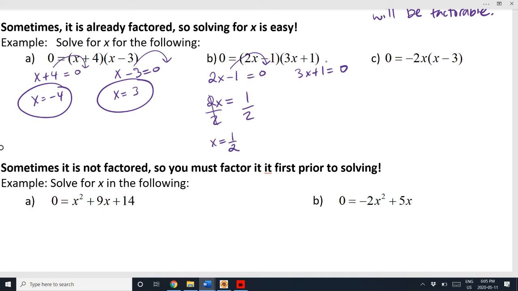In this case, we'll have to move the 1 over to the other side. We're going to get 3x is equal to negative 1. We'll divide both sides by 3. These 3's will cancel, and we'll get x is equal to negative 1/3. These are our solutions.